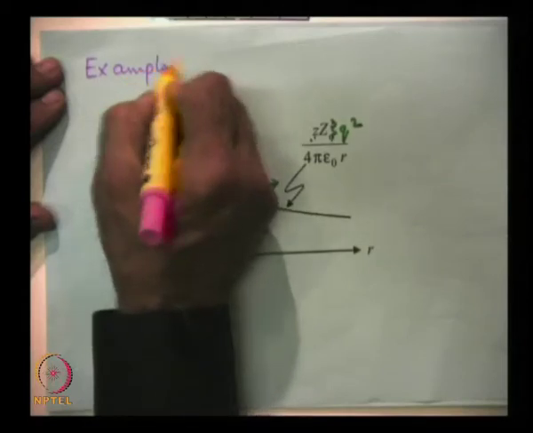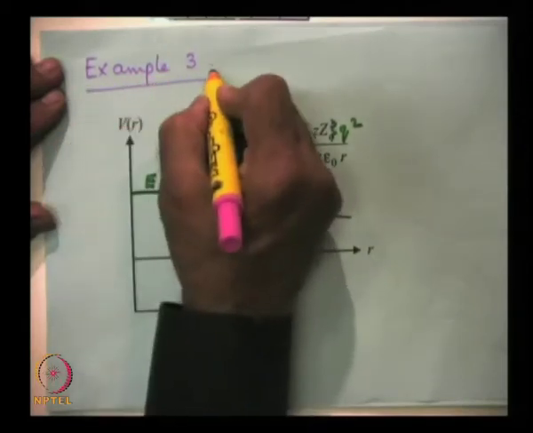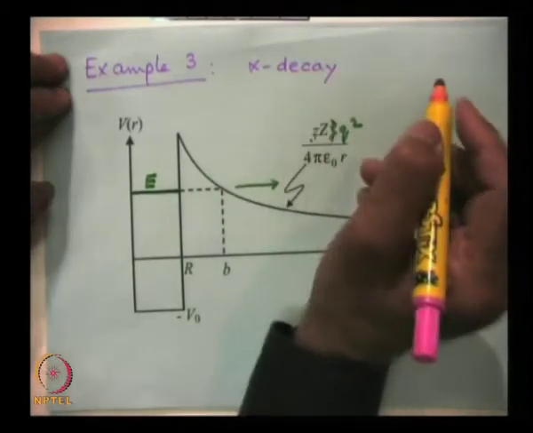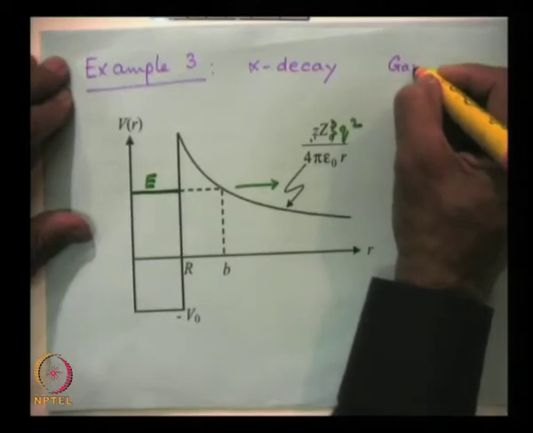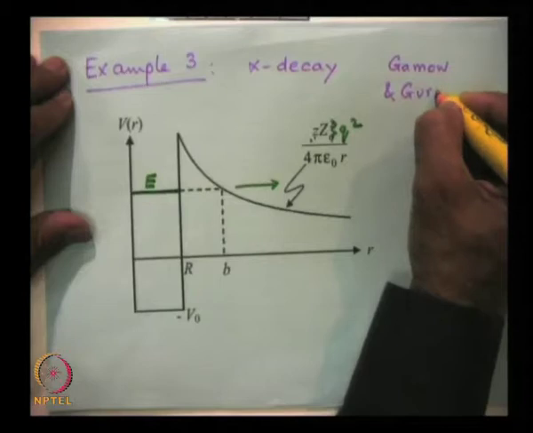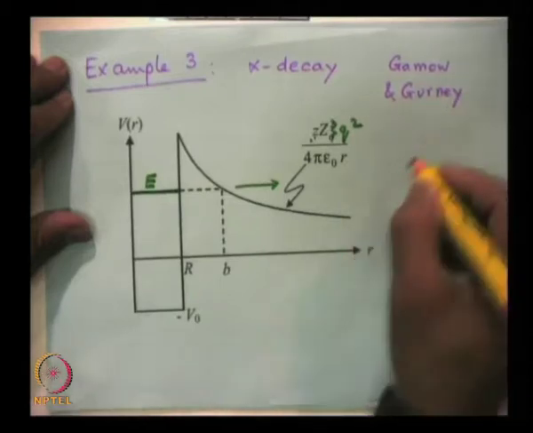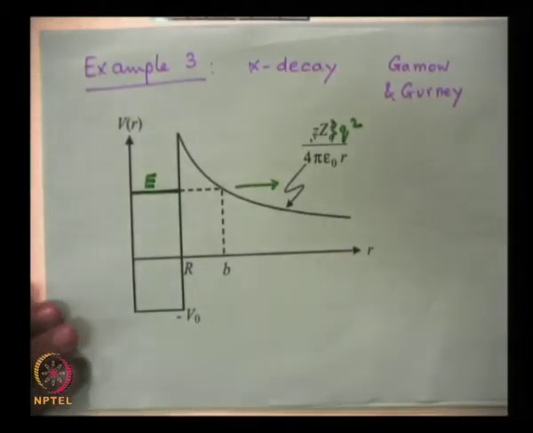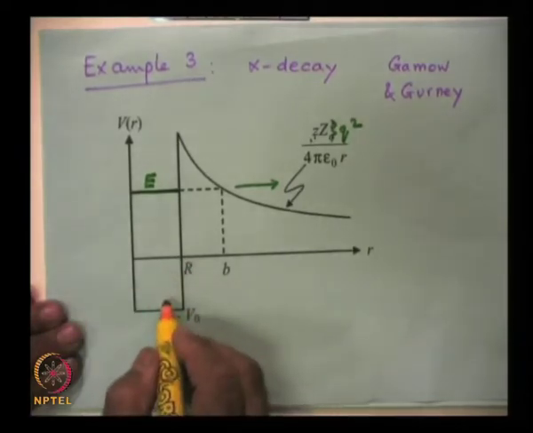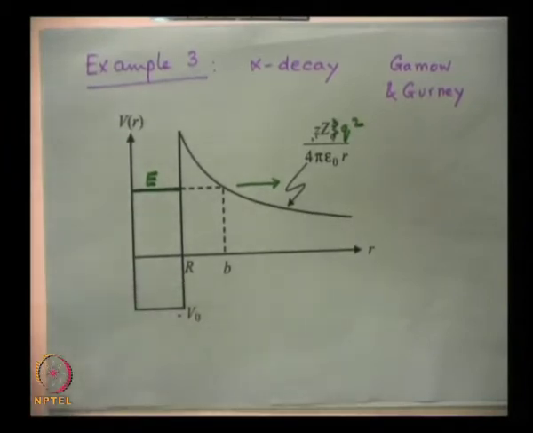Example 3, tunneling of the alpha. This is known as the alpha decay problem, and this theory was given by Gamow and Gurney in the mid-30s, I think 1935, around that. So, the alpha particle inside some of the heavy nuclei is inside a deep potential well.